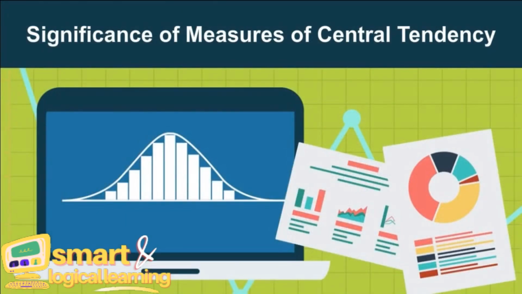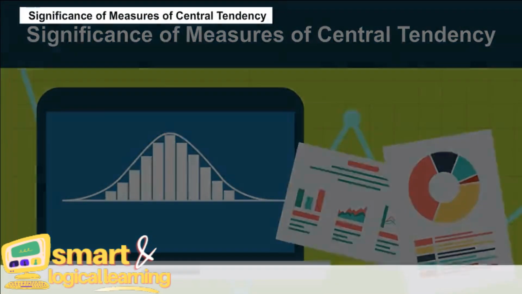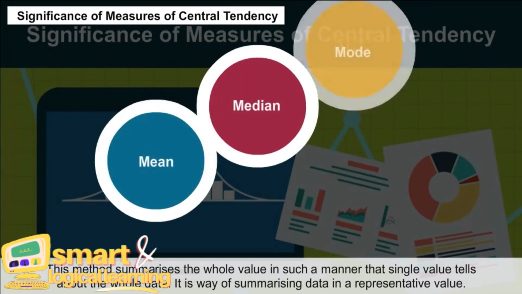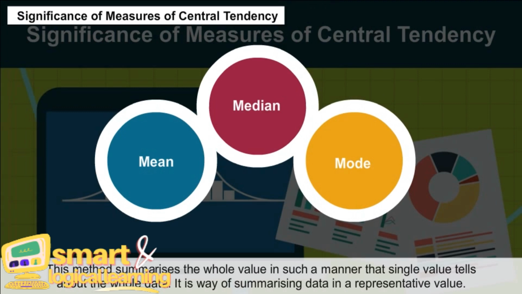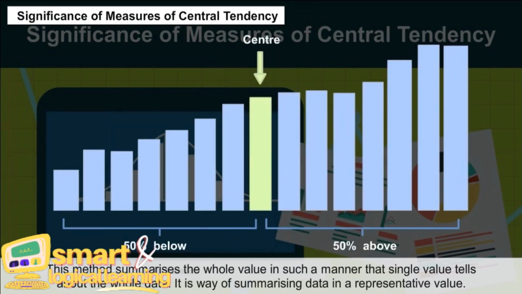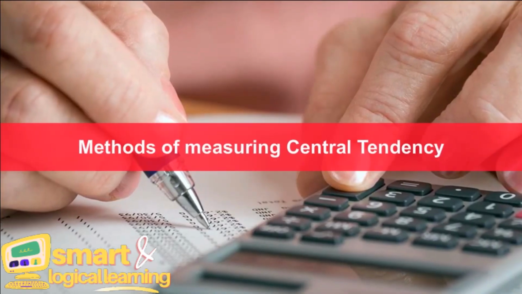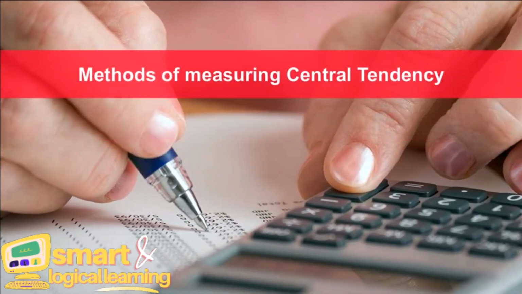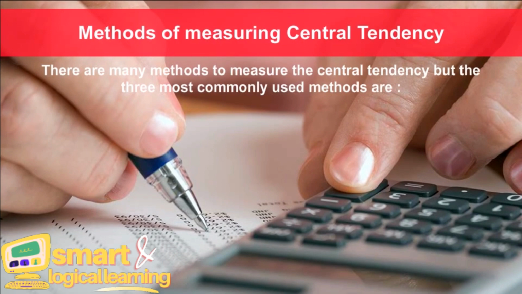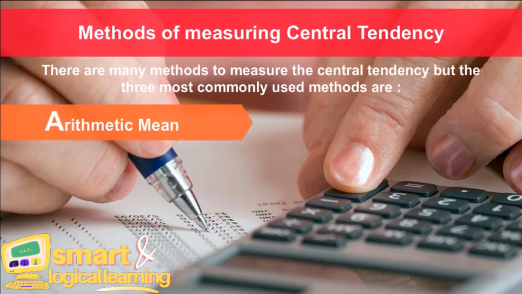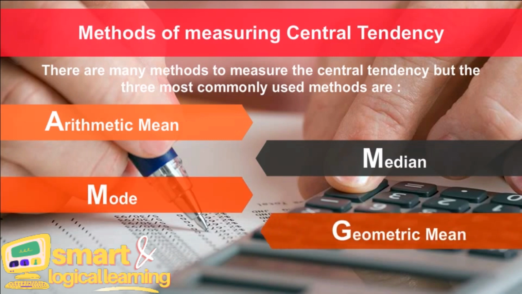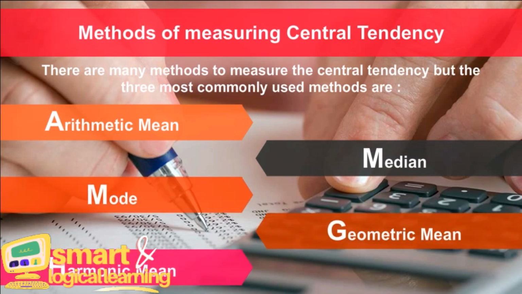Significance of measures of central tendency. This method summarizes the whole value in such a manner that a single value tells about the whole data. It is a way of summarizing data in a representative value. Methods of measuring central tendency. There are many methods to measure the central tendency. But the most commonly used methods are arithmetic mean, median, mode, geometric mean, harmonic mean.